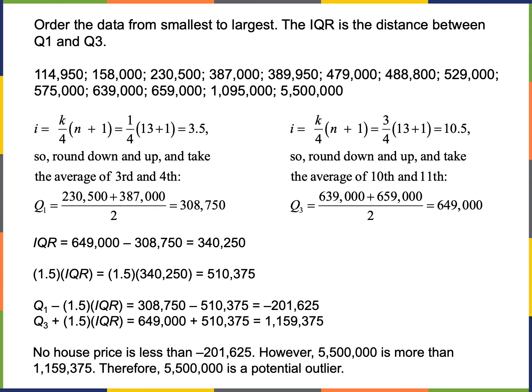So here, our higher fence would be 1,159,375 because I took Q3 and I added 1.5 times the interquartile range. So I add these together. Now look at this value. This value here is 5,500,000. That's greater than our fence, or our upper bound here. So this value is a potential outlier.